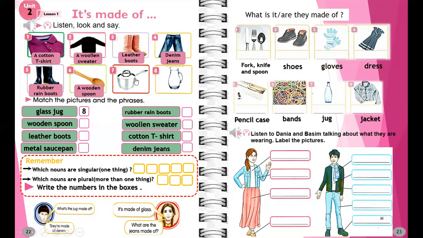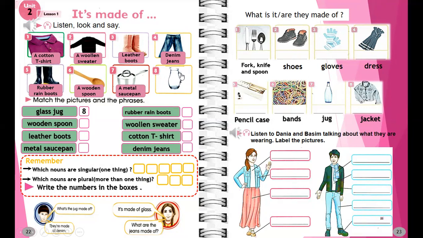It's made of wood. Number seven. What's it made of? من ماذا مصنوع هذا؟ A metal saucepan. It's a metal saucepan. إنه قدر معدني. A metal, metal يعني معدن. Saucepan يعني قدر أو مقلاة. It's a metal saucepan. إنه قدر معدني.